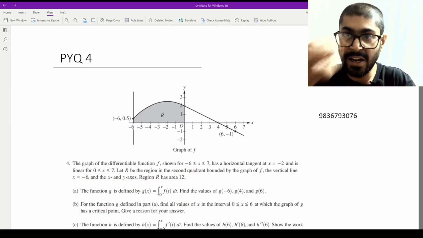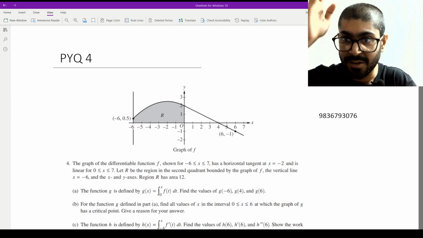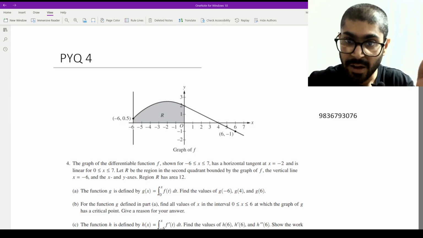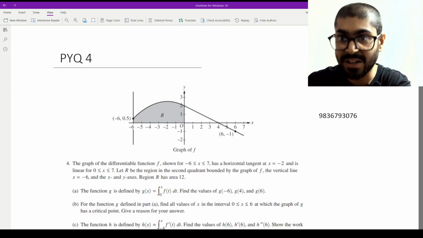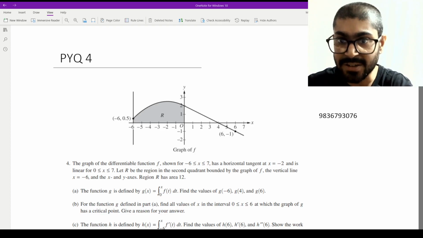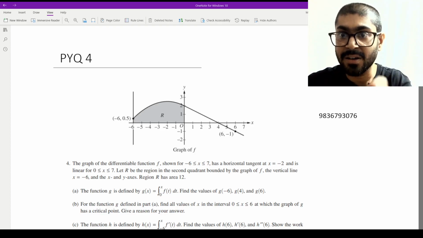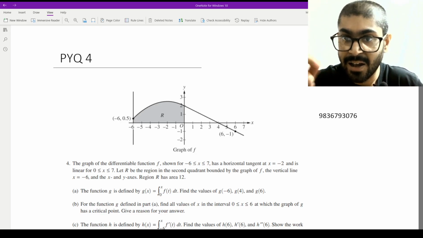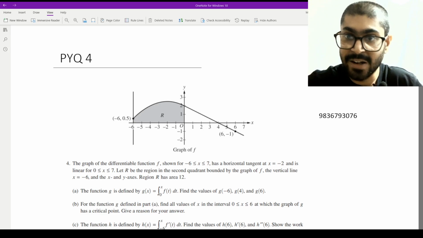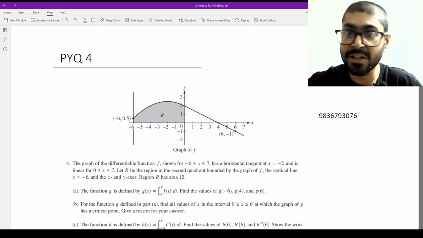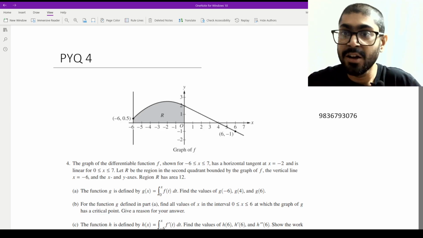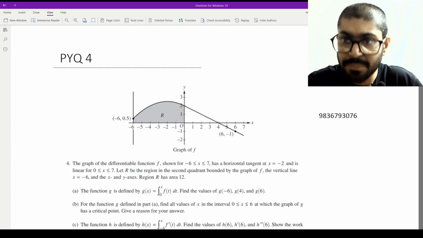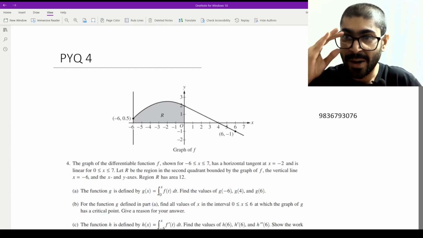Now the area of the shaded portion is bounded by the y-axis, the line x equal to -6, and a curved portion. While it is given that the entirety of the function in the first quadrant is linear. You can see the second statement in the description of the problem, which says there is a horizontal tangent at x equals -2 and the function is linear for 0 less than x less than or equal to 7, which means in the first quadrant the function is linear. This will be helpful when we are solving subpart C of the question. Now that you have understood the problem, hopefully we can move on to the first part of the solution.